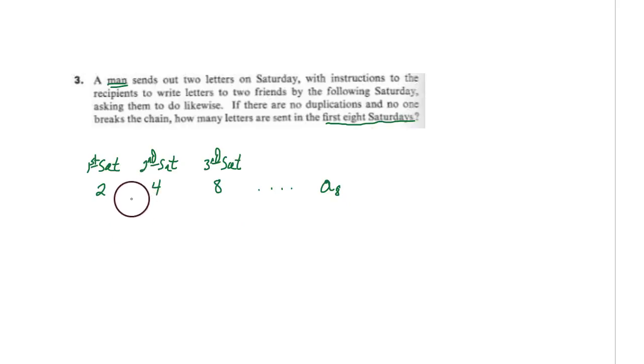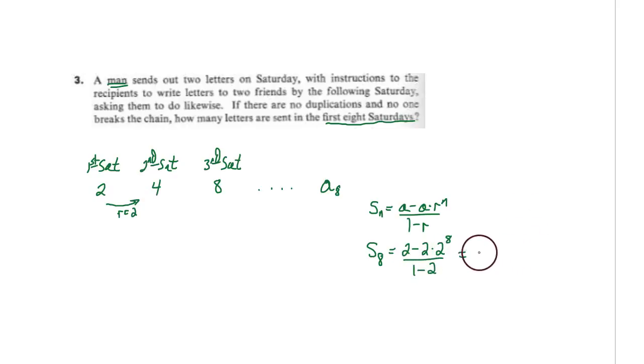We want to sum this, so what kind of sequence is it? It's geometric, and the value of r is 2. So let's use the formula we did last time. The sum of n terms equals a minus a times r to the n, divided by 1 minus r. We want to find the sum of 8 terms. And for a, fill in 2. And for r, fill in 2. And then down here, 1 minus 2. This answer is 510.